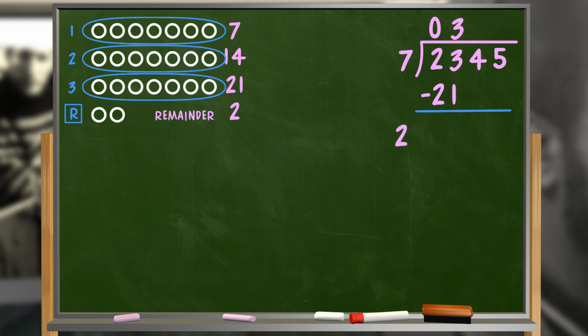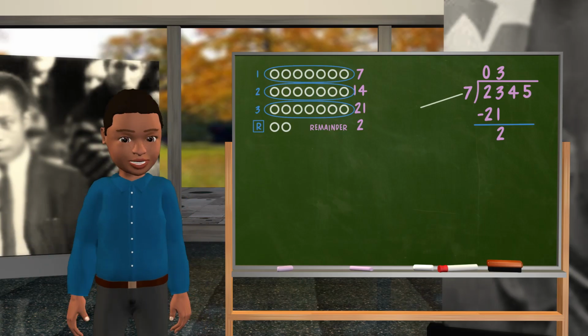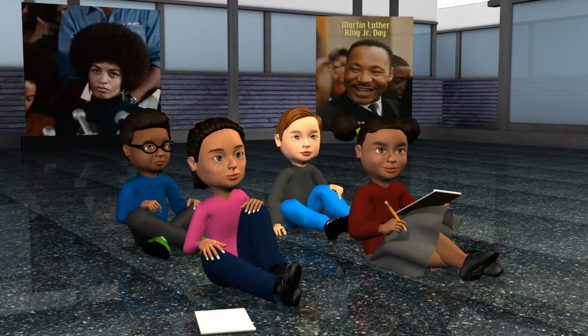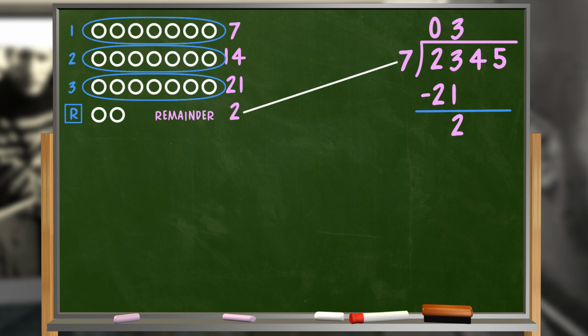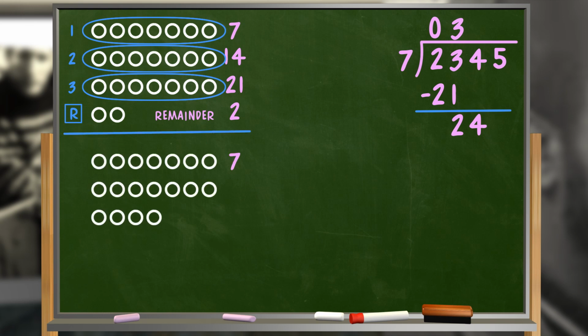Keep everything lined up. Can I divide 7 into 2? Can I divide a big 7 into a small 2? No! So I need help from the tens place. I bring my 4 down. Now my new whole number is 24. Can I divide 7 into 24? Yes! So now we start a new group.